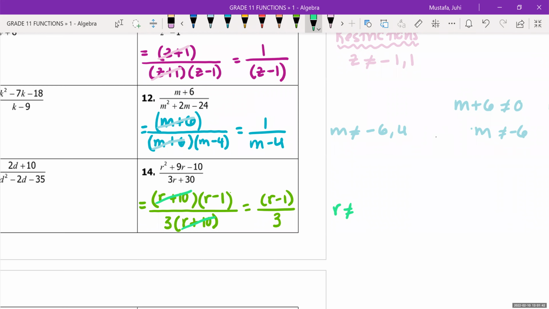Try again. Why did you get positive 1? But yeah, I think you see your mistake. You want to fix it? Yeah, it's at the top. So you're only looking at the denominator, r plus 10. So, Robaro? Yeah, do you see why it's minus 10? Yeah, okay, good. So the only restriction is r cannot equal to minus 10.